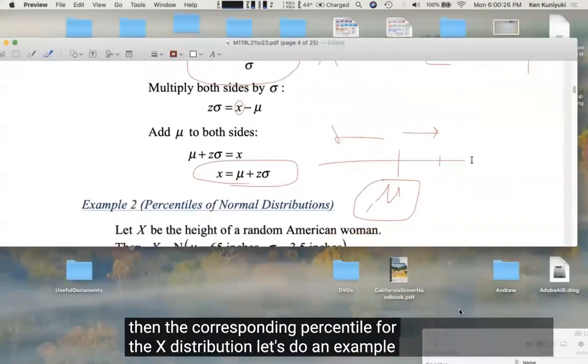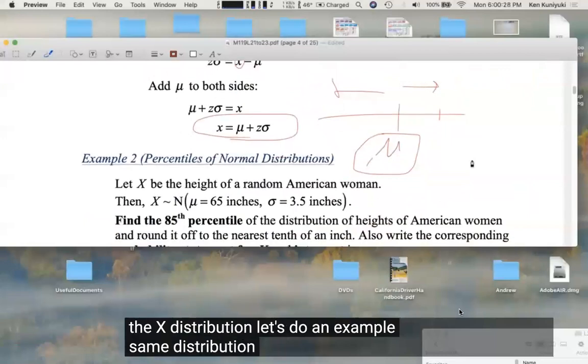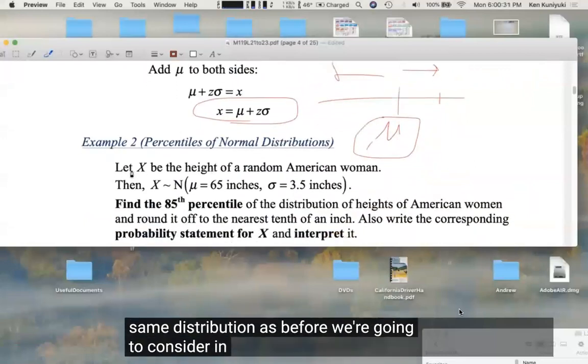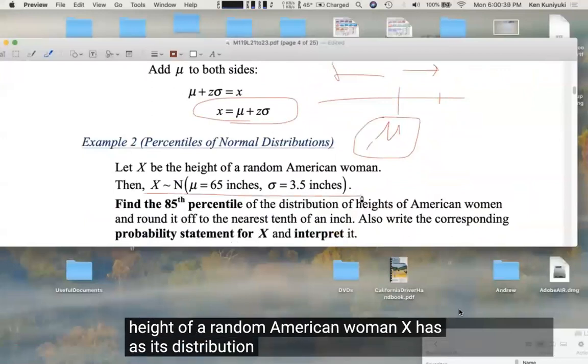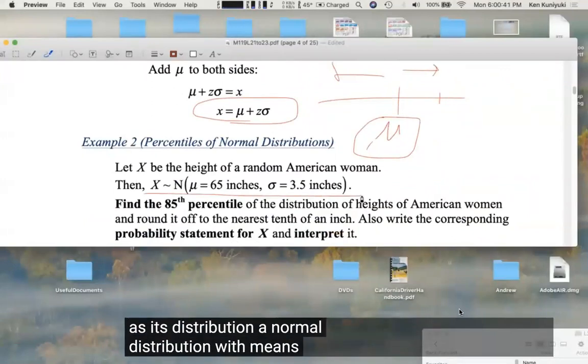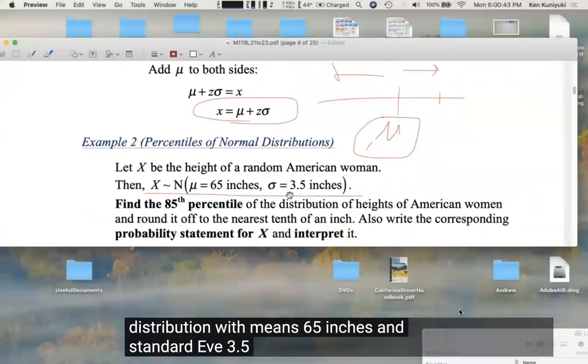Let's do an example. Same distribution as before. We're going to consider, in example 2, X, which is the height of a random American woman. X has as its distribution a normal distribution with mean 65 inches and standard deviation 3.5 inches, same as before.